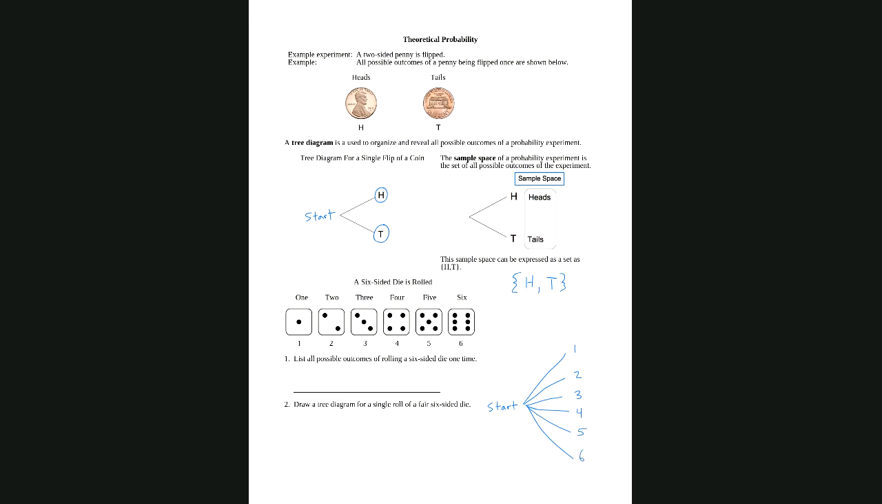Now that is actually the sample space. The numbers 1, 2, 3, 4, 5, and 6. Now we could also put them into a set. So let's do that. 1, 2, 3, 4, 5, 6.